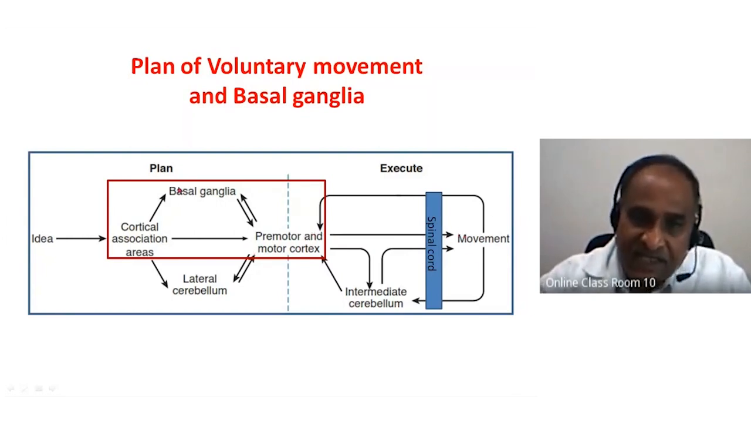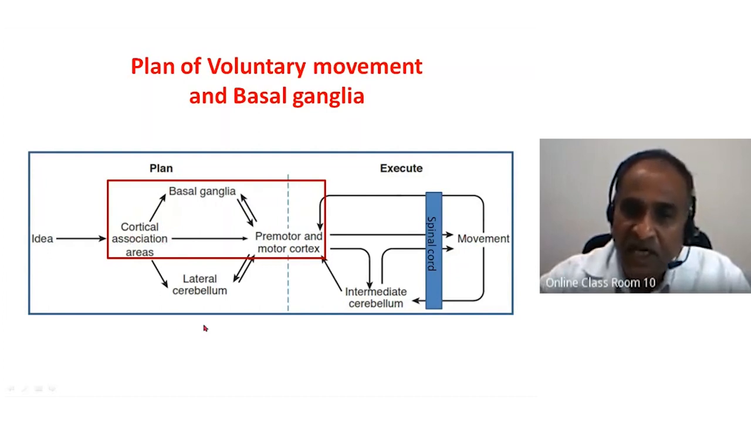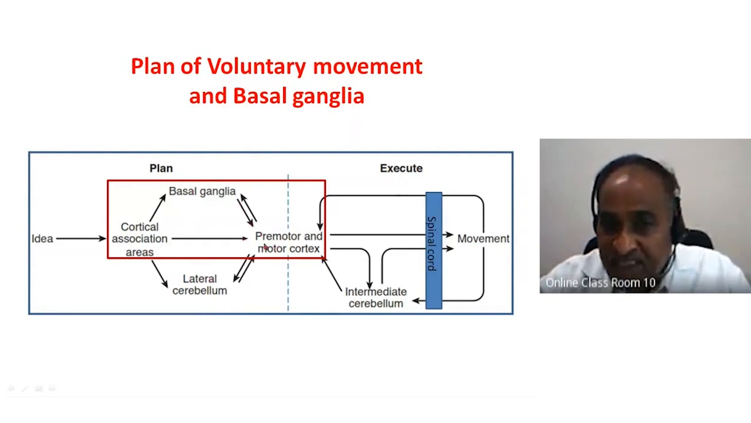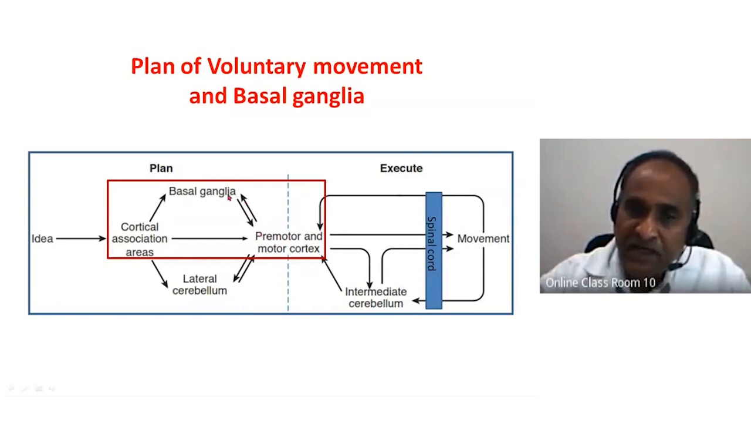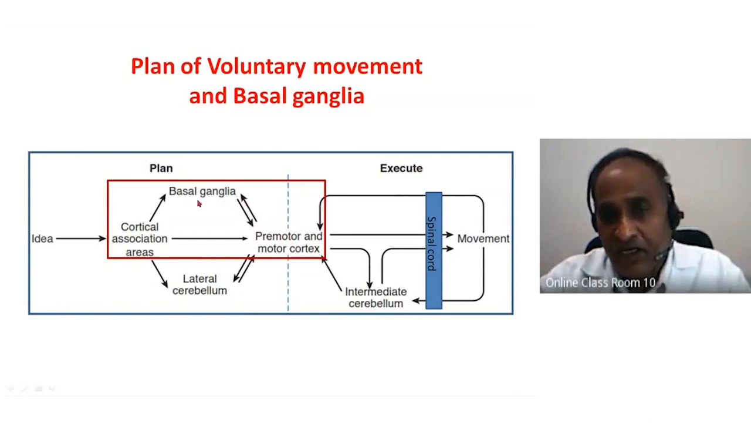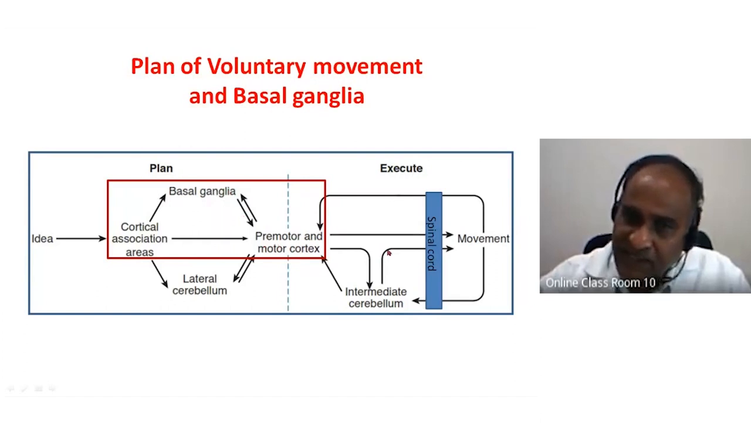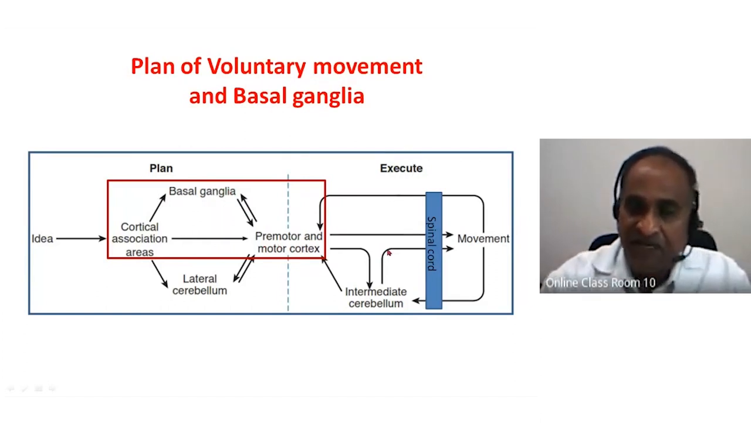And this part, the cortical association area, in connection with the lateral cerebellum and basal ganglia, sends information to the premotor cortex. The premotor cortex in turn interacts with the basal ganglia. Today we are seeing the cortical association area and the premotor area as one component, which are inputs to the basal ganglia, that in turn gives to the motor cortex and then the action. This is the plan of action. We are seeing the information I have made in this box.